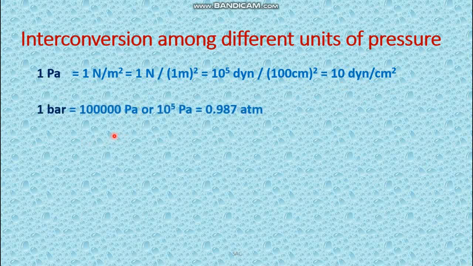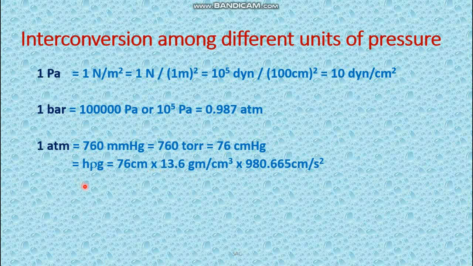Similarly, 1 bar is defined as 10 to the power 5 Pascal, or 1 lakh Pascal, or 0.1 million Pascal. So the relationship is 1 bar equals 0.987 atmosphere, while 1 atmosphere is 760 millimeter Hg, that means 760 torricelli, or 76 centimeter Hg. So from the formula h rho g, h is the height of the liquid column, rho is the density of the liquid, and g is the gravitational acceleration. So the height of the liquid column of mercury is 76 centimeter, while the CGS unit of density of mercury is 13.6 gram per cc, while the CGS unit of gravitational acceleration is 981, and accurately 980.665 centimeter per second squared.